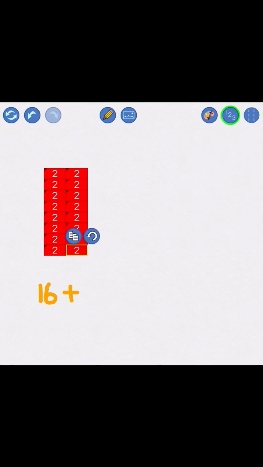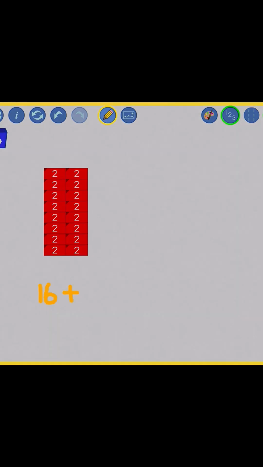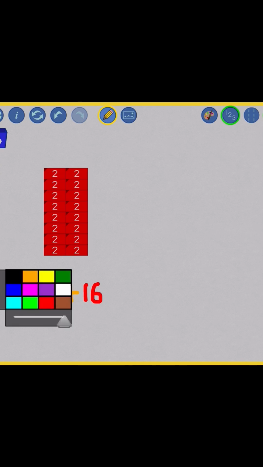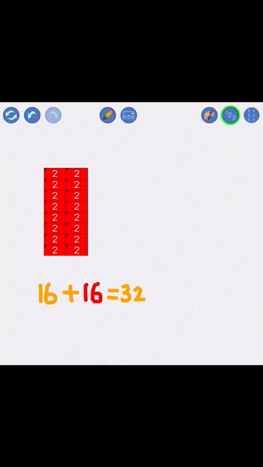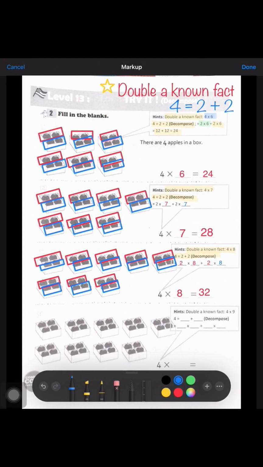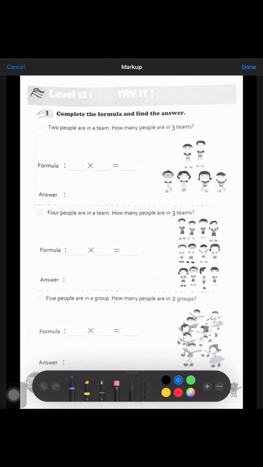So it's 16 plus 16. 16 plus 16 equals 32. So 4 times 8 equals 32. For the last question, kids, please try to finish by yourself at home. Okay, and then we take a look at the next page.